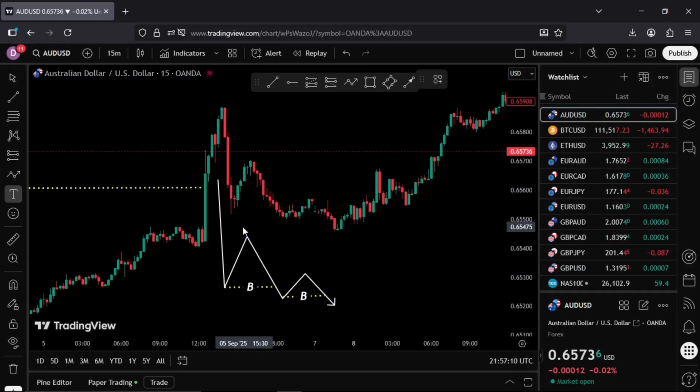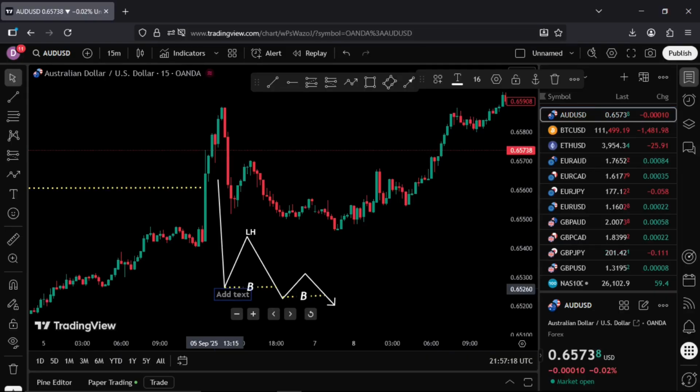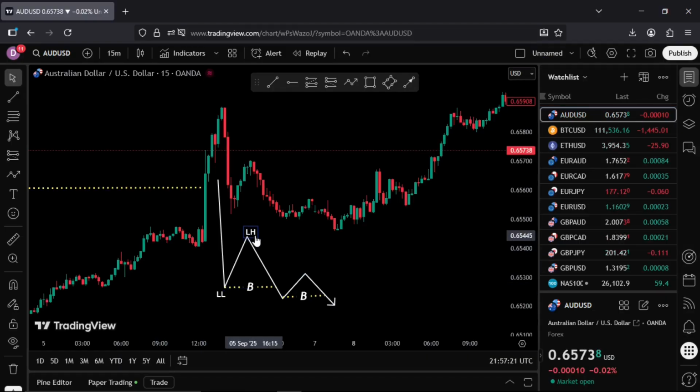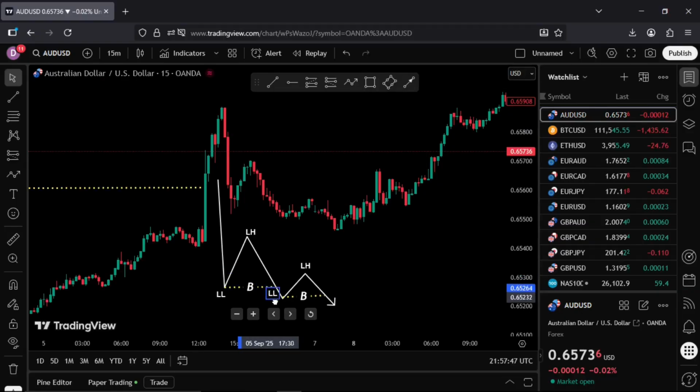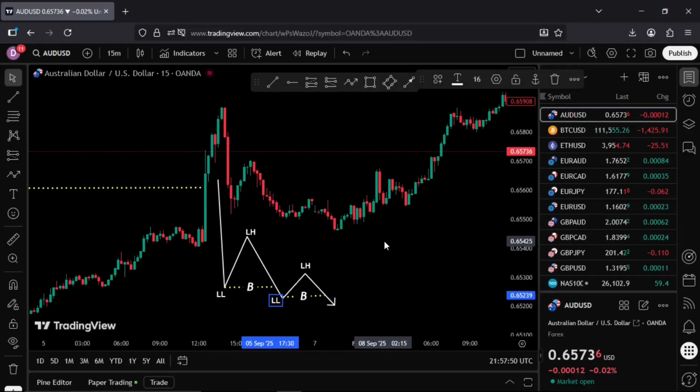So this right here will be our lower high, and this right here will be our lower low. I don't want to do it again, so I'm just going to copy and paste, Control C, Control V. So this right here will be our lower high, and this will be our lower low, guys. As you can see, I just used my eyes and marked my structure points.